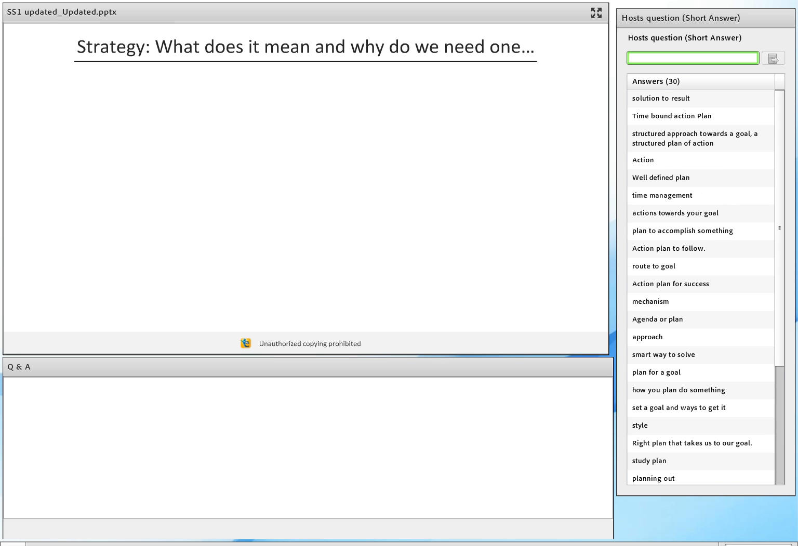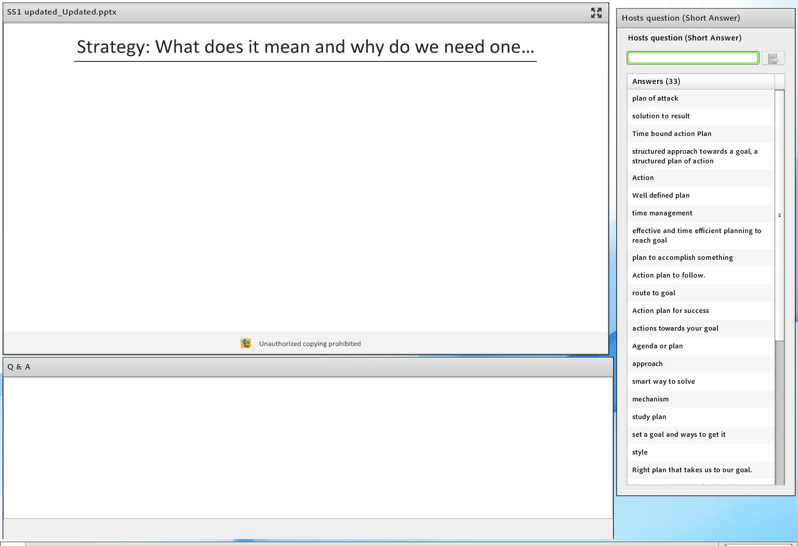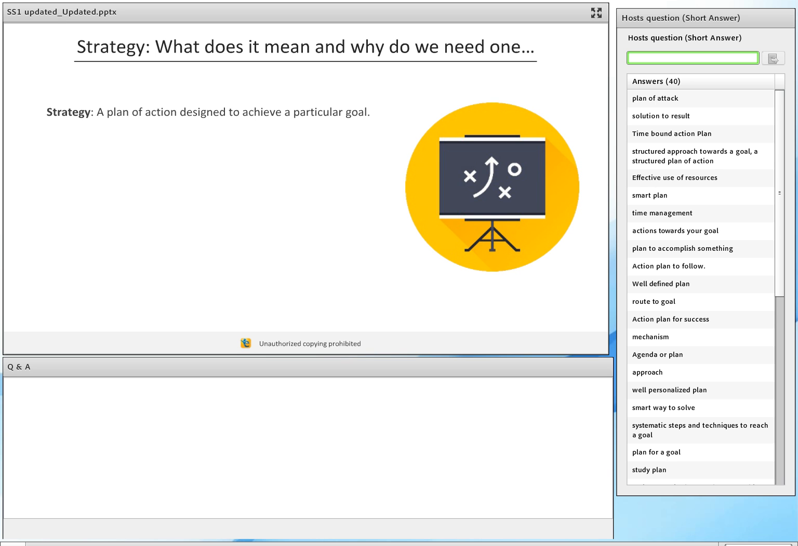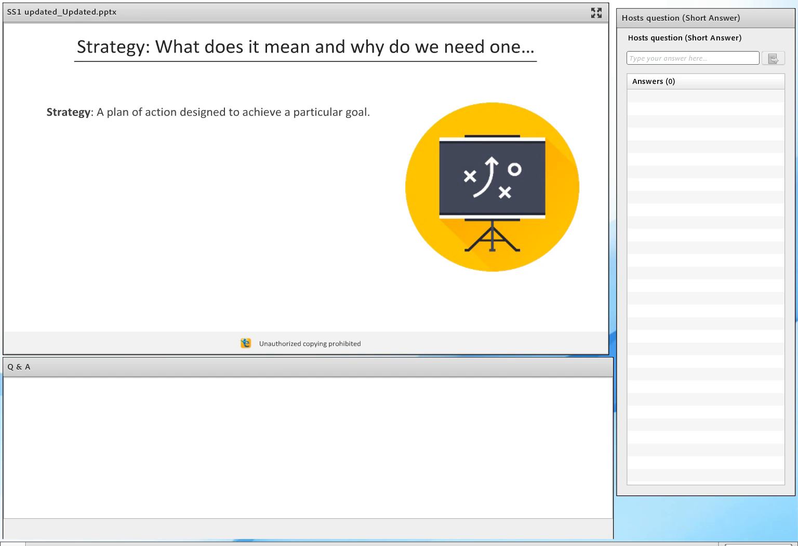Okay, time-bound action plan, structure towards goal, a structured plan of action, agenda or plan, efficient plan. All right, so having looked at these many responses, I can really see that most of you understand what the word strategy means. A strategy is a plan of action which is designed to achieve a particular goal. Now, if this is what strategy is, what do you think is a good strategy?